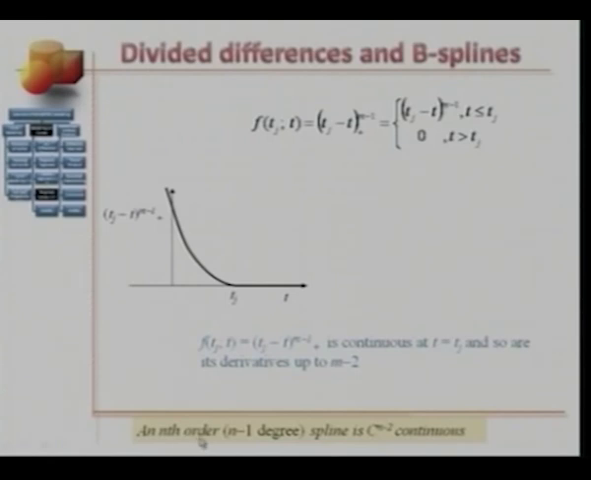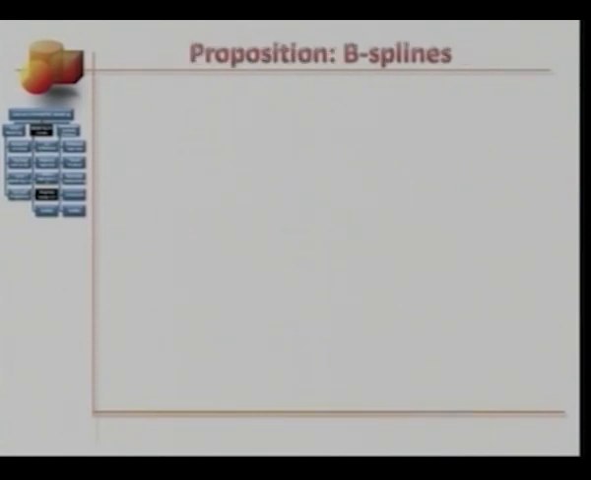Recall the definition of a spline curve. An nth order, which is an (n minus 1)th degree curve, is a spline if the curve is C^(n minus 2) continuous everywhere in the domain. By this observation, the truncated power function is a spline, and it is a spline of order m. We had also made a proposition with regard to B-spline basis functions. Let's revisit that again.